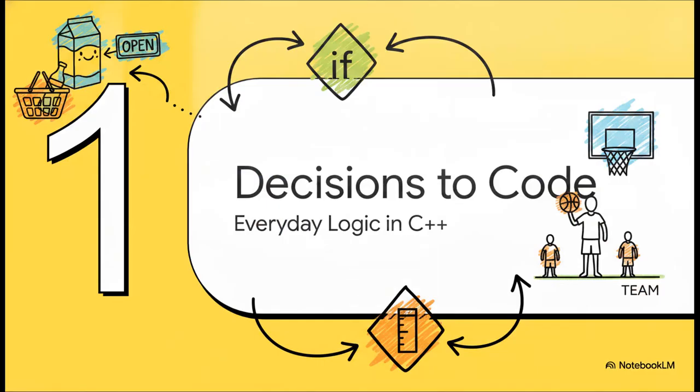All right, Section 1, Everyday Decisions to Code. Think about it. In our daily lives, we make conditional choices effortlessly, right? Like picking up milk if the store is open, or drafting an athlete if they're over 6 feet tall. Well, C++ needs that exact same decision-making power.